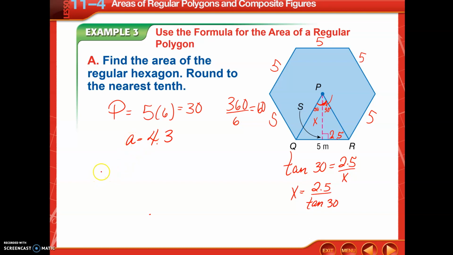So there's my apothem. So my area equals 1/2 my perimeter 30 times 4.3. So a few ways you can get that. And you should get 64.95 meters squared.